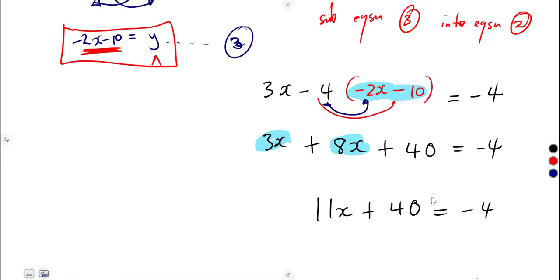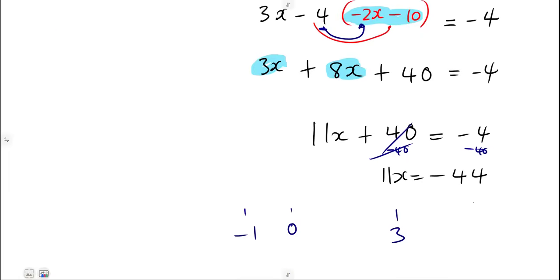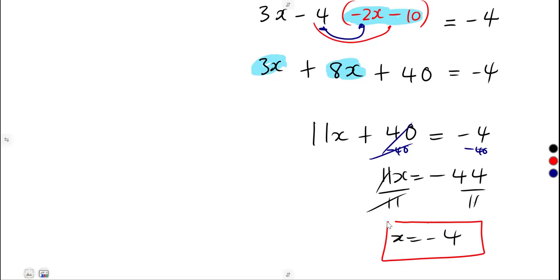So taking the 40 to the other side, or simply subtract 40 as we are adding. So simply subtract 40 both sides. That's 11x is equal to -4 minus 40, which is what? -44. So we can find x by dividing by 11, which is going to give us what? -44 divided by 11. So our x is going to be negative what? -4.